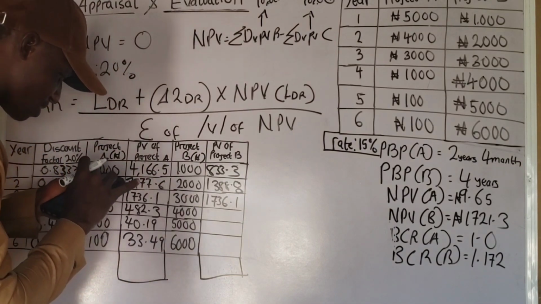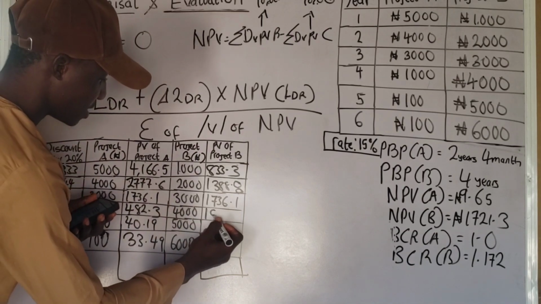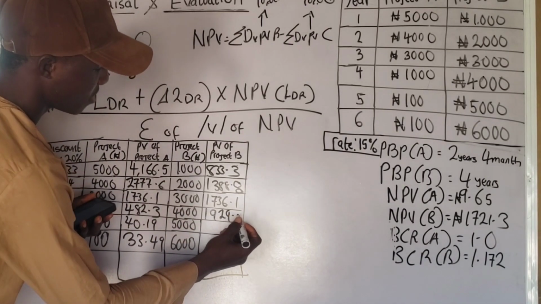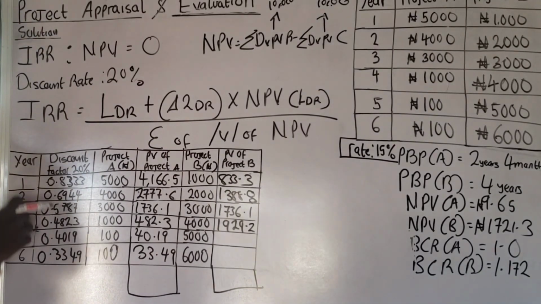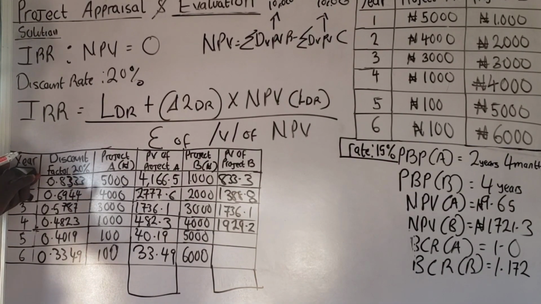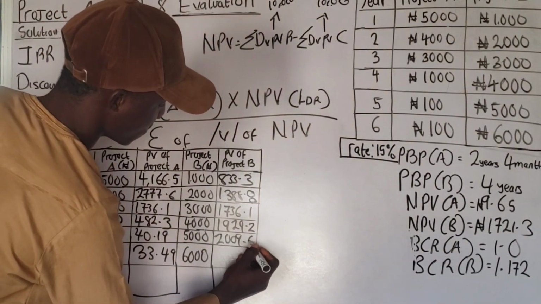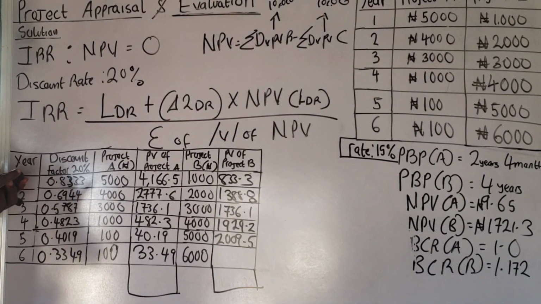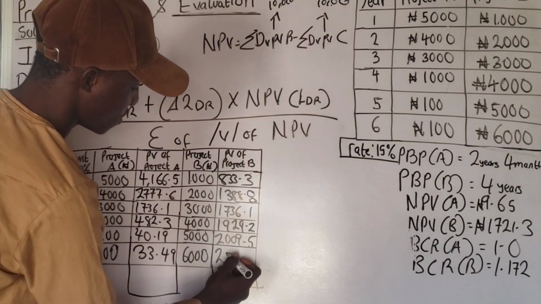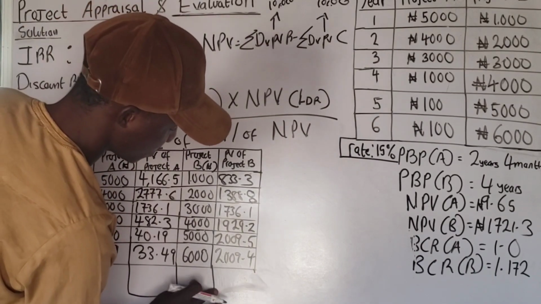I want to check this. 1,929.2. You understand? So 5,000 multiplied by 0.4019. That is 2009.5. Okay. And 6,000 multiplied by 0.3349. That is 2009.4. Okay.